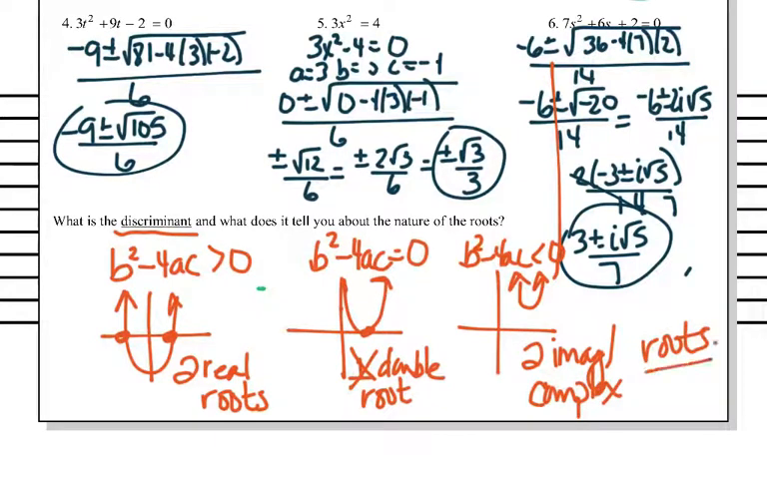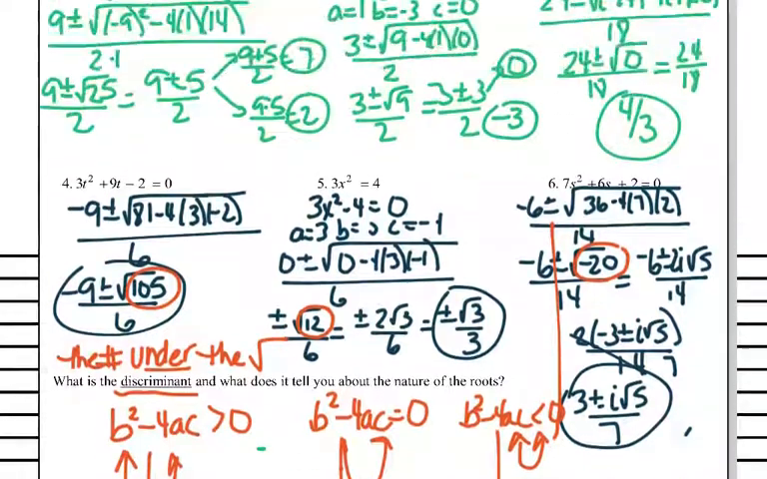So sometimes I just ask you for the discriminant. Sometimes people wonder, is it before you take the square root or after you take the square root? It's before you take the square root. So here the discriminant would have been negative 20, or here it's 12, or here it's 105. It's the number under the square root. So I'm going to write that, the number under the square root. And that is it, quadratic formula. Boom.